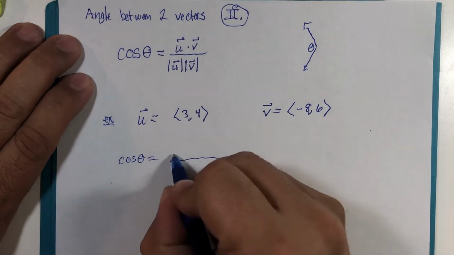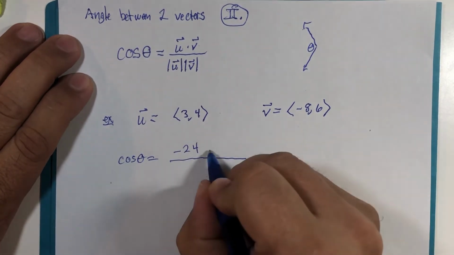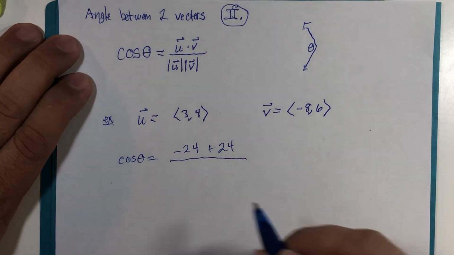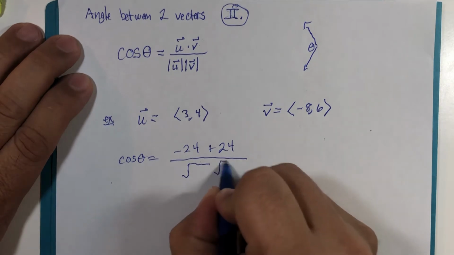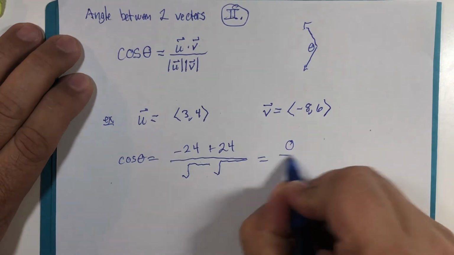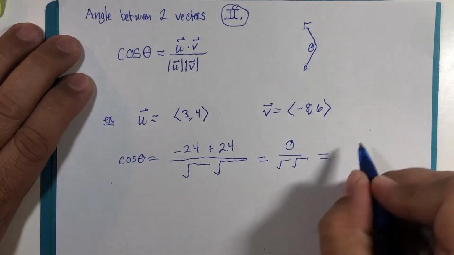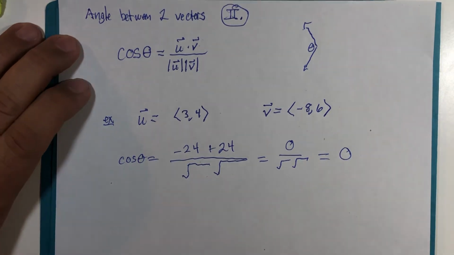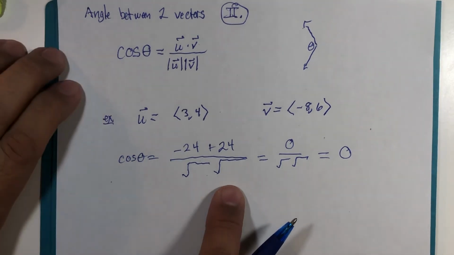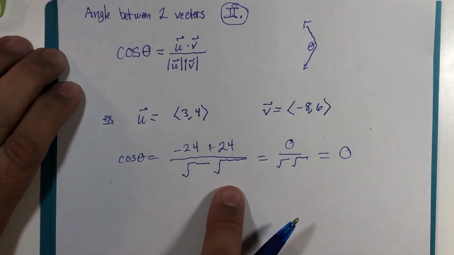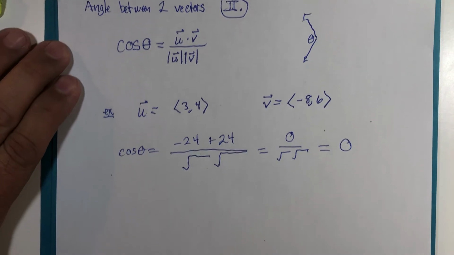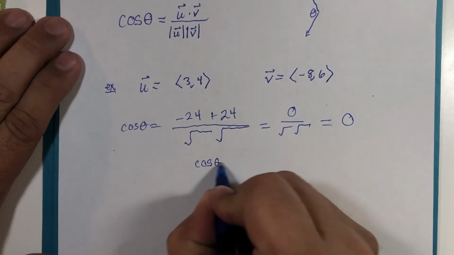3 times negative 8 is negative 24, plus 4 times 6 is positive 24, and wait a second. Regardless of these two magnitudes, which are both positive numbers, the numerator is 0. This value is going to become 0 at the end. Without having to generate these two magnitudes, I can make this observation. So the dot product seems to be helpful in determining some hints about the angle between the two vectors at the very least.